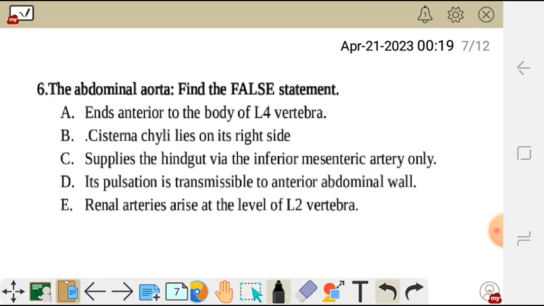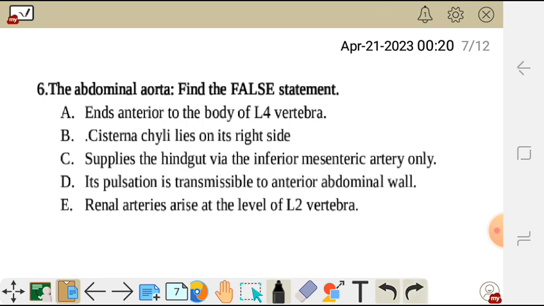Question 6. The abdominal aorta, find the false statement. A, ends anterior to the body of L4 vertebra. B, cisterna chyli lies on its right side. C, supplies the hindgut via the inferior mesenteric artery only. D, its pulsation is transmissible to the anterior abdominal wall, and E, renal arteries arise at the level of L2 vertebra.